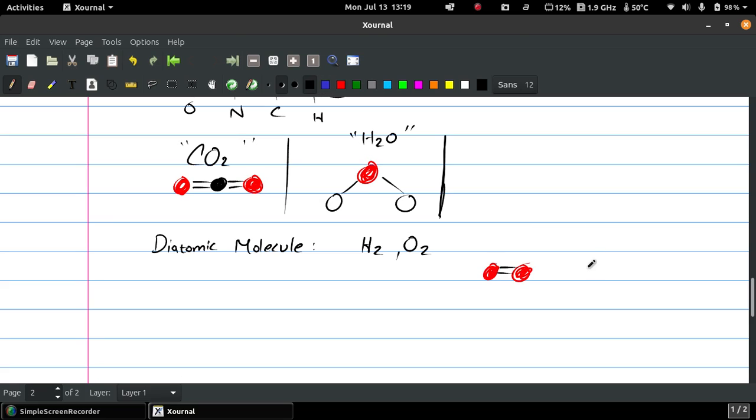Or we have H and H. So O2, H2. That would be an example of when you have two of the same elements joined together. There are circumstances when that happens. It's not just diatomic molecules, but freely found, this is how you're going to find all of these.